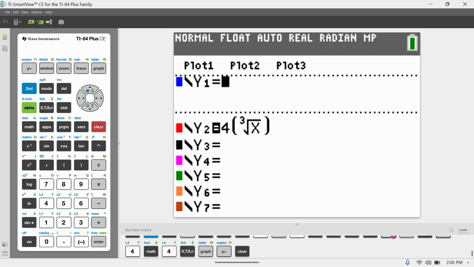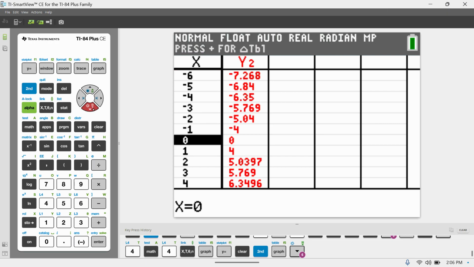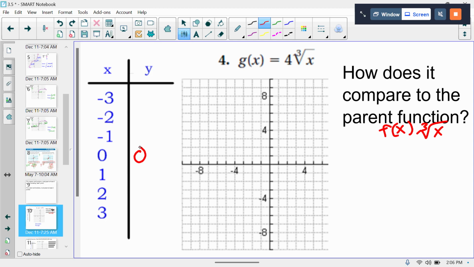So I'm going to clear the parent function out, because we're going to now make a picture of 4 times the cube root of x. So what we're going to do is go to our table, and remember, I want you to make sure the point (0, 0) is in your table, and then we're going to copy a point on each side of it, a couple of points, okay? Technically, you need a minimum of 3 points. I definitely want (0, 0) to be in your table. We're going to put that kind of in the middle every time.